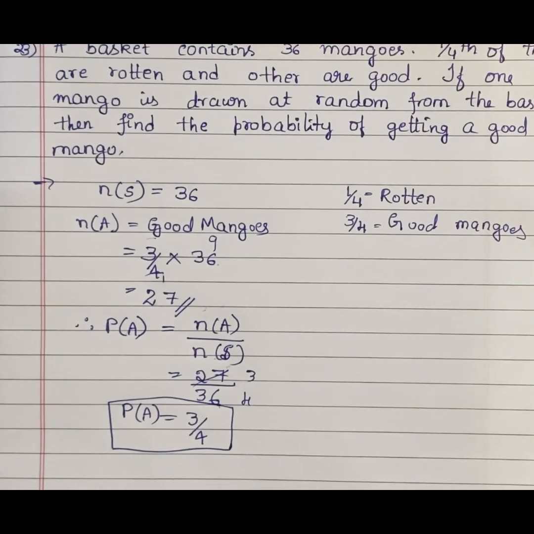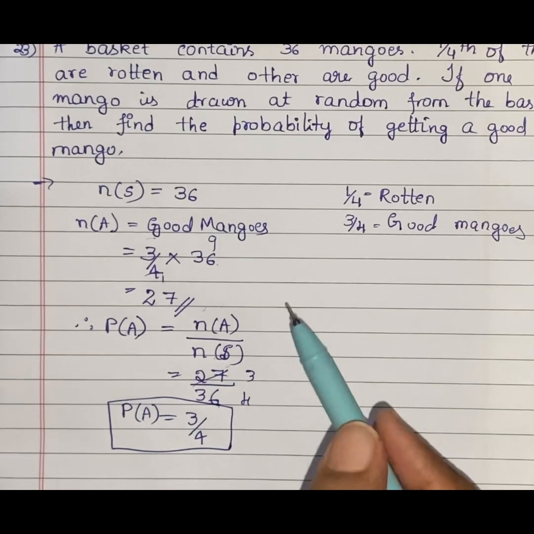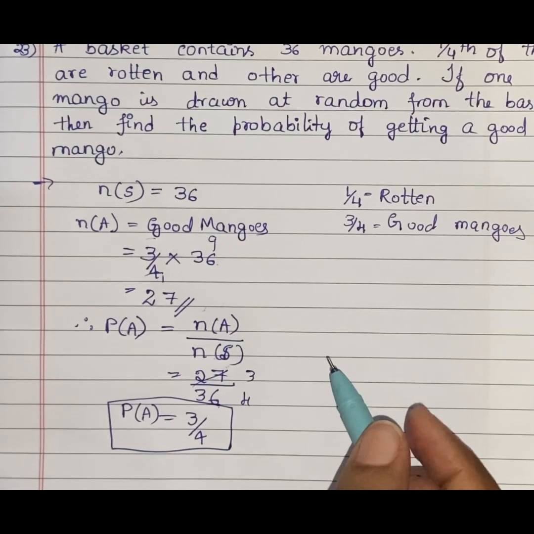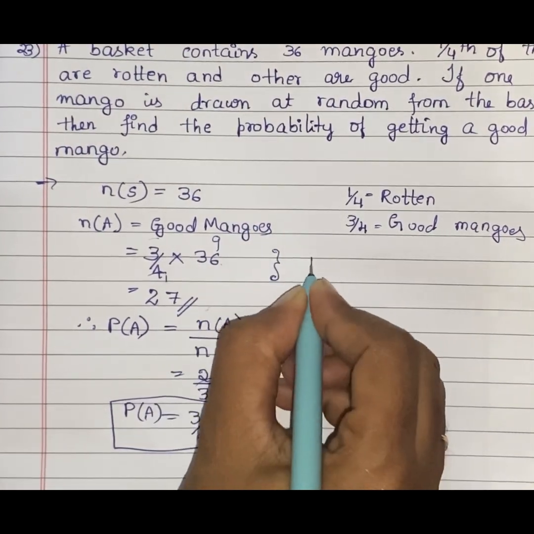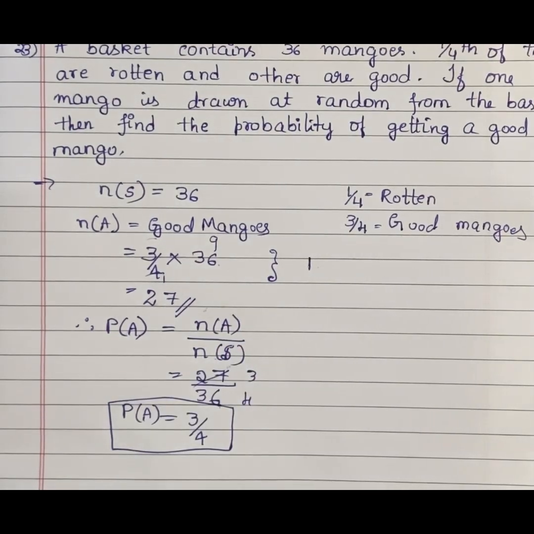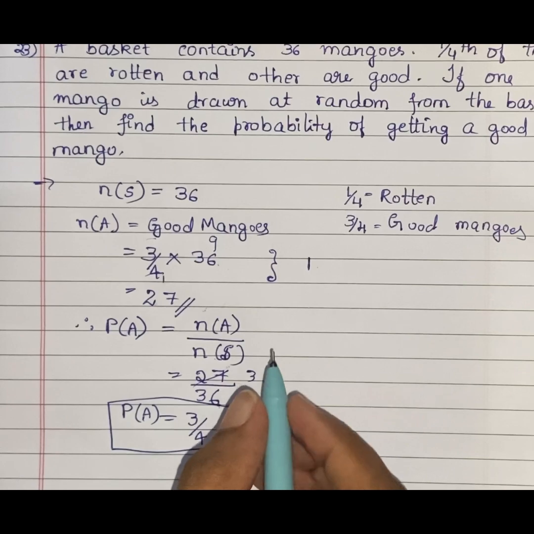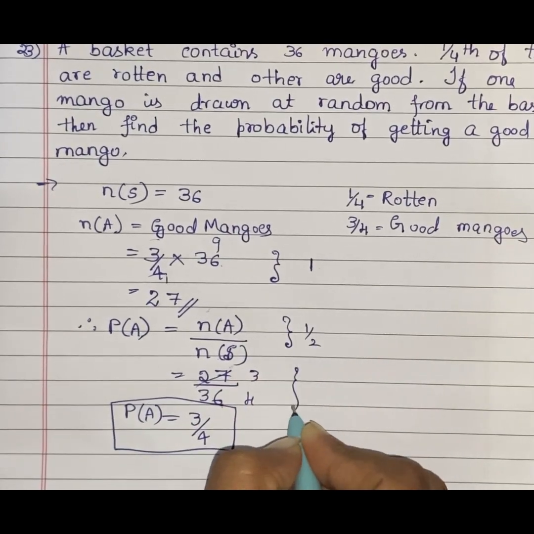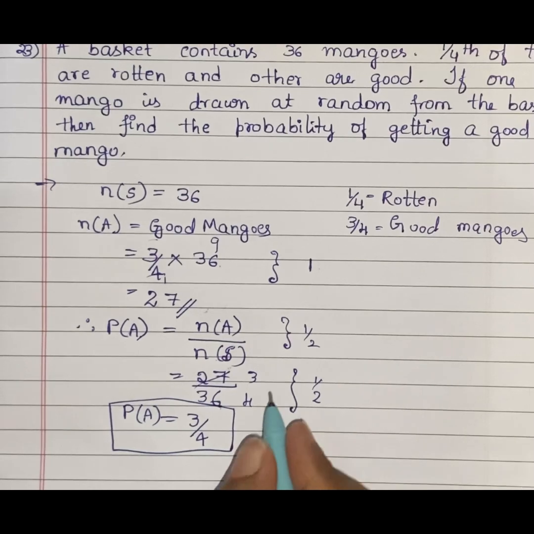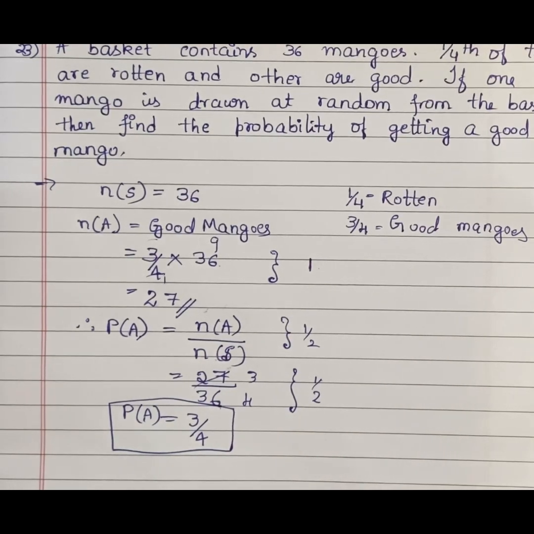Okay, now I'll just split how the marks are given to this. To find the good mangoes, okay, so till here we get 1 mark. If we just find the number of good mangoes, it carries 1 mark. And next for the formula, it carries half. And this step and the final answer carry half mark.